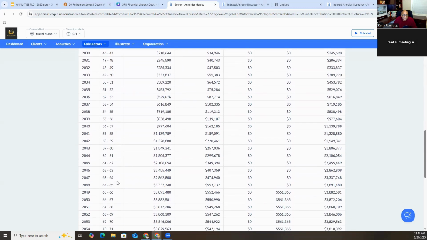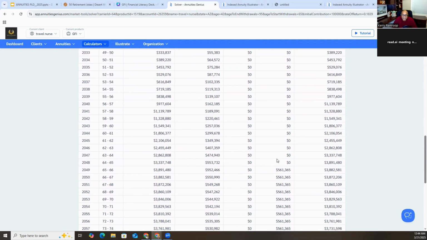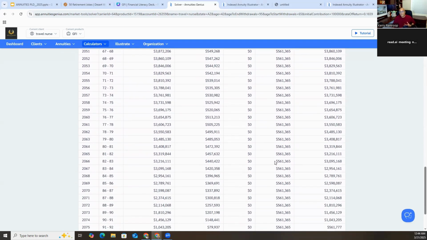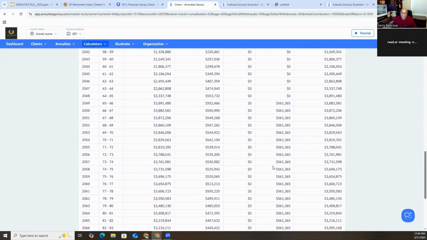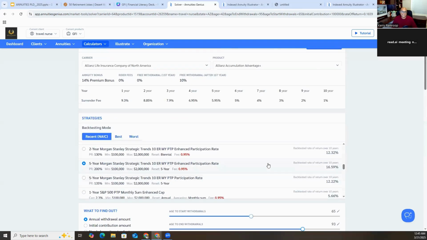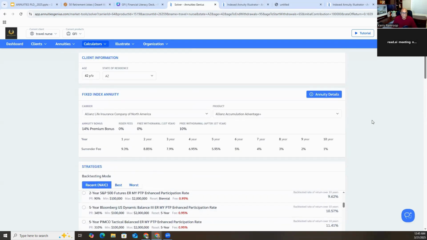Not too bad a figure at 65. So we see 65, 3 million. And then from here, he's going to draw $561,000 each year, which is a pretty good salary. It's just he has to do something else to drop the taxes, because he's going to be paying a lot of taxes on that, which we definitely don't want to do.